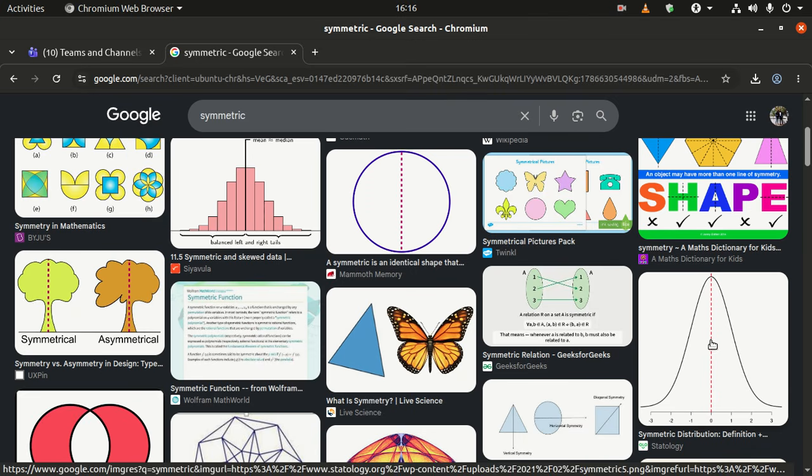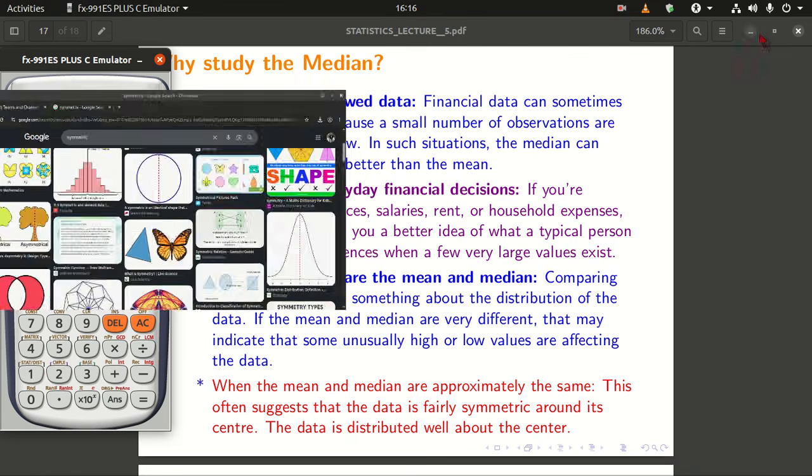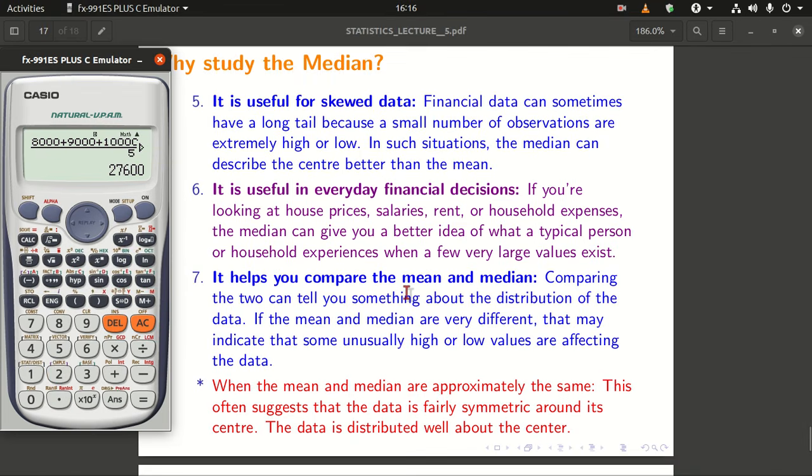Look at this. The data is closer to the mean. If the median and the mean are approximately the same, it suggests that the data is fairly symmetric around the center. The data is distributed well around the center, so you don't have that one value that is so high or too small. All these values are of closely similar distance from the mean. I hope that makes sense.